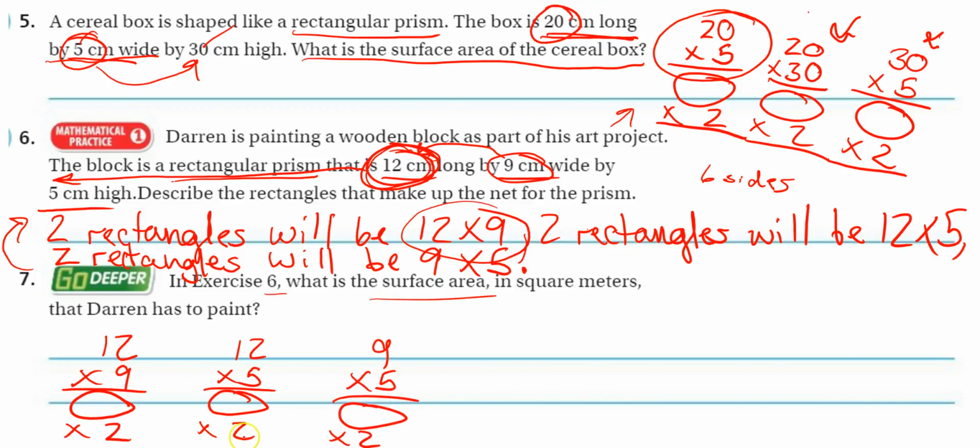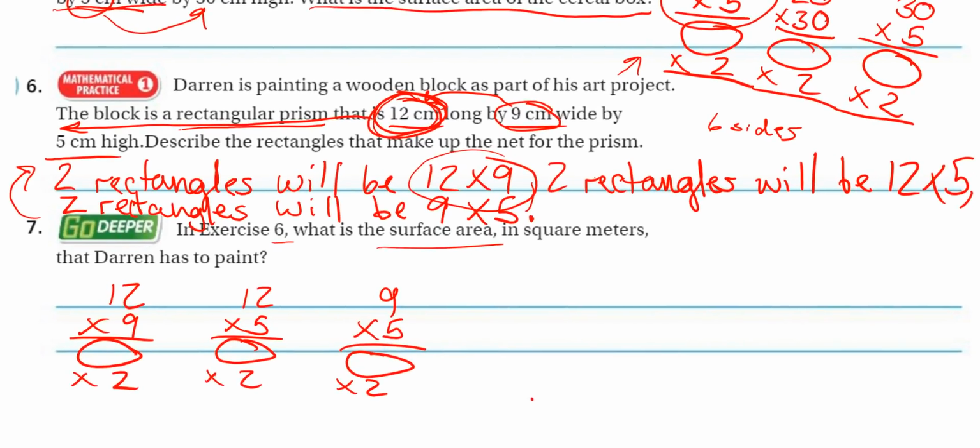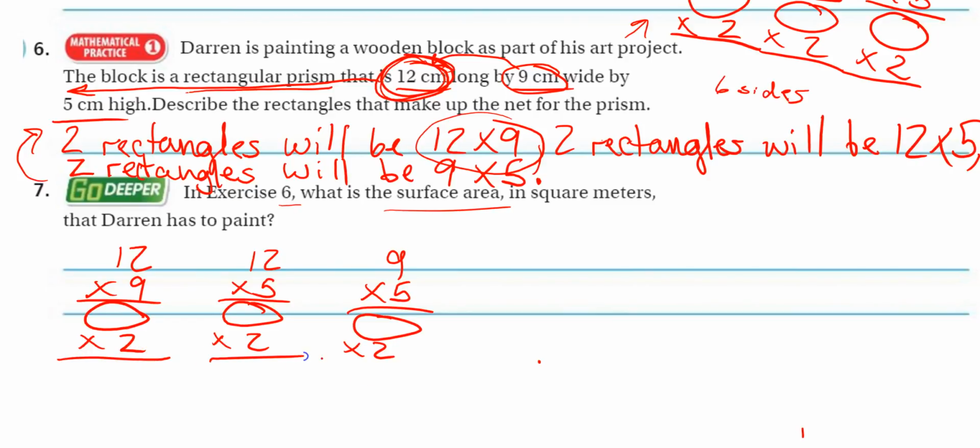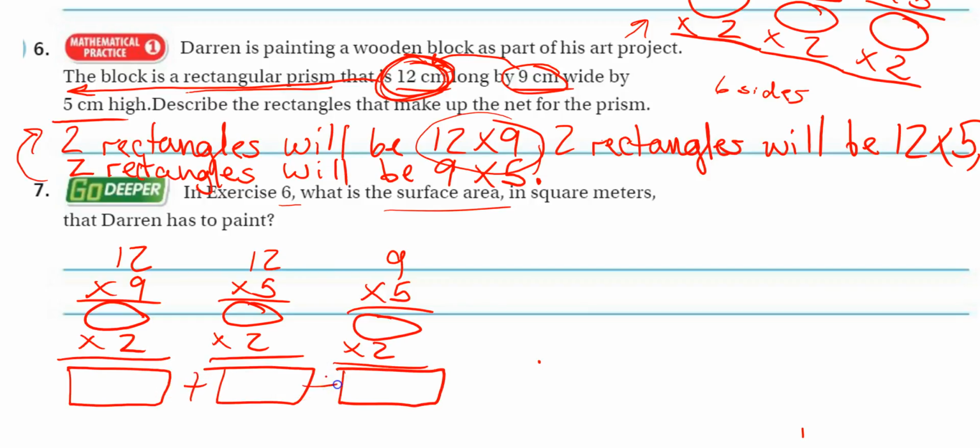Once you get these final answers, let me move my note down a little bit. So once you get these 3 answers, add them all up, and that will give you your surface area, your very final answer. Yay.